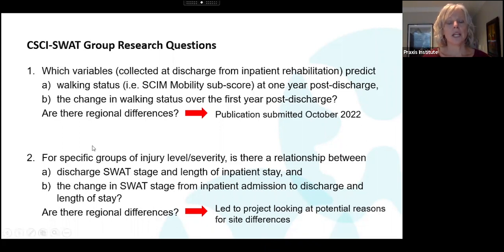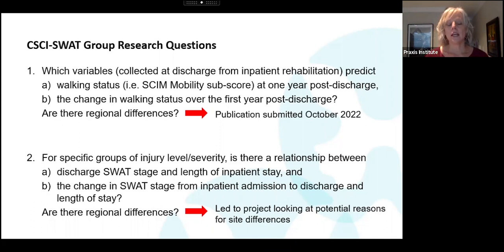The other research question that the group had was, if you're looking at specific injury level severity groups, is there a relationship between where they get to in their SWAT stages or standing and walking functional ability and how long they've stayed at rehab? And then is there a difference between how much someone's improving in their SWAT stage from admission to discharge and how long they stay? So is there an argument that we can make from a research perspective that if we keep these clients longer at inpatient rehab, they're going to make significantly more improvements in their standing and walking function? And does that differ from region to region?